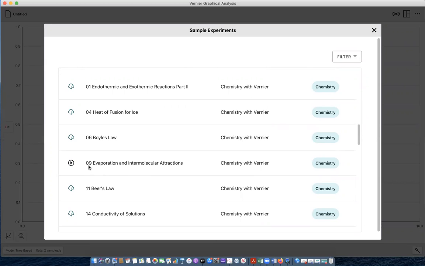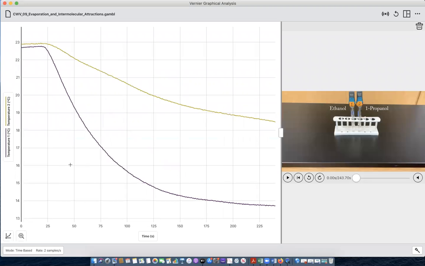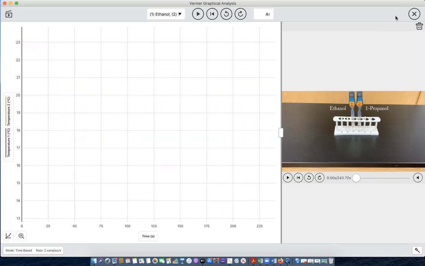Our focus today is from Chemistry with Vernier, experiment number 9, which is about evaporation and intermolecular attractions. Initially, what happens on the computer screen for the teacher is that they're going to see the first run. I can come up here to the top with this reverse arrow and reset this so that when I click on play, it's going to show me the results of ethanol versus 1-propanol. There's also a run that uses 1-butanol and pentane, or methanol and n-hexane, a straight chain hexane structure.